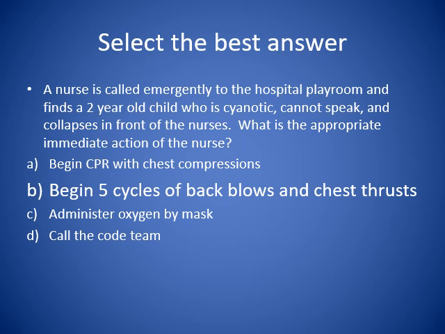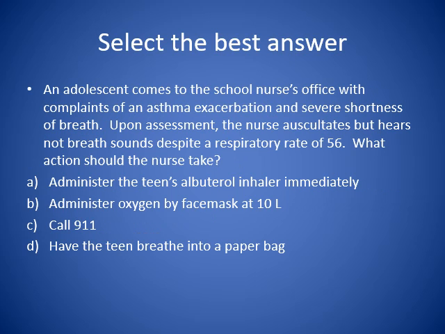It's B. Begin 5 cycles of back blows and chest thrusts. So remember your basic principles of first aid and CPR. You witnessed this child that collapsed in front of you. So you know that he probably choked on something. It's an airway obstruction. So you want to begin back blows and chest thrusts.